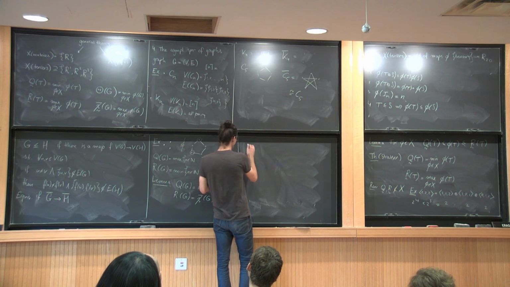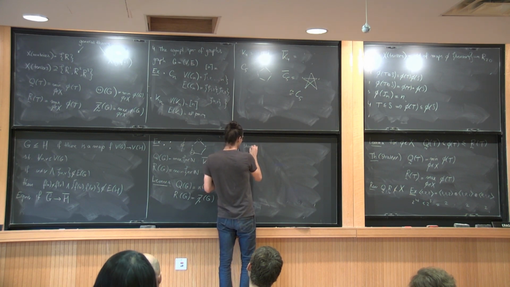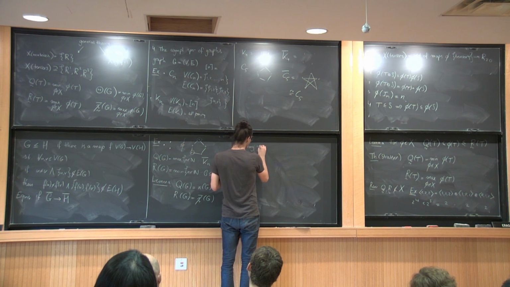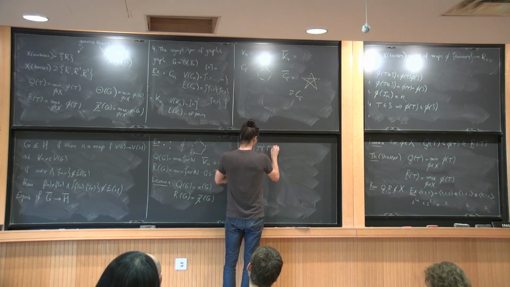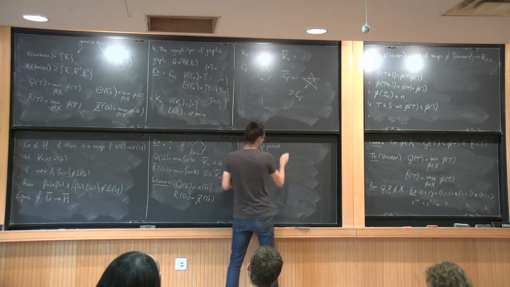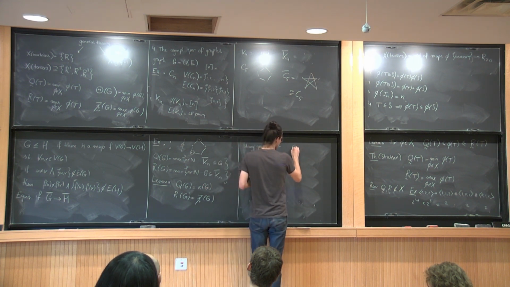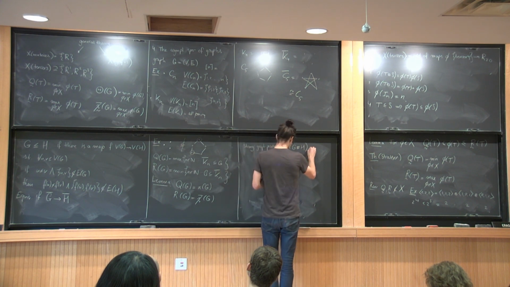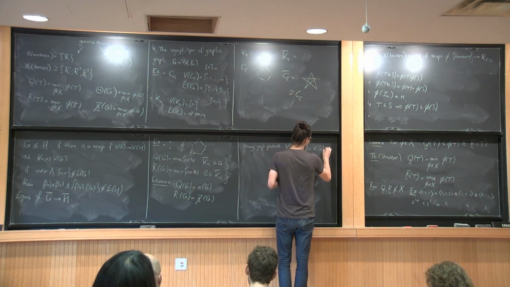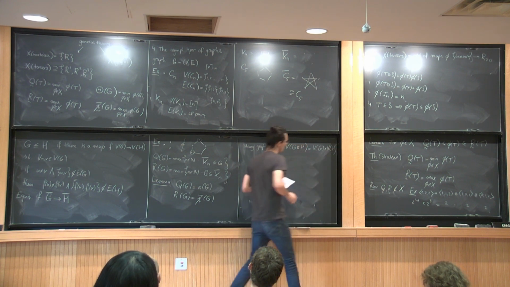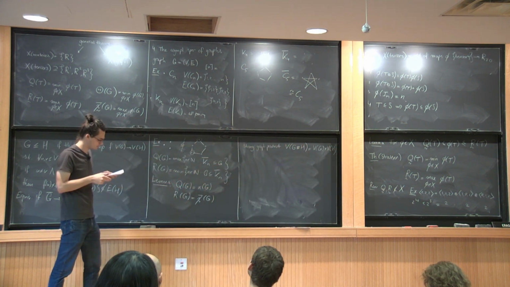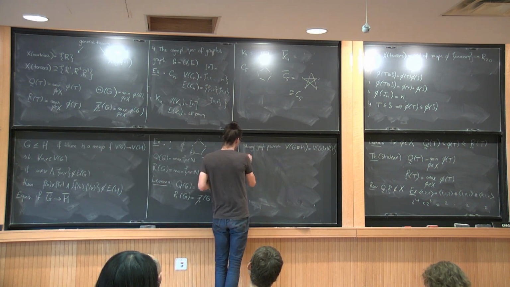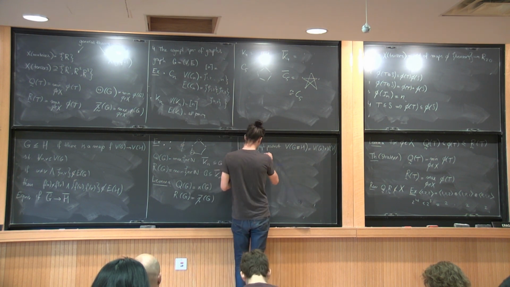As before, I want to define a product. And it's called the strong graph product. And it's defined as follows. So if I take two graphs, G and H, then the vertex set of their product is the Cartesian product of the vertex sets. So the vertices are pairs. And the edges are pairs of pairs.